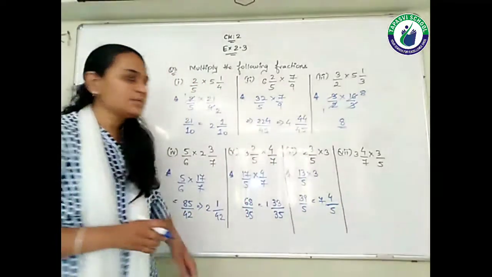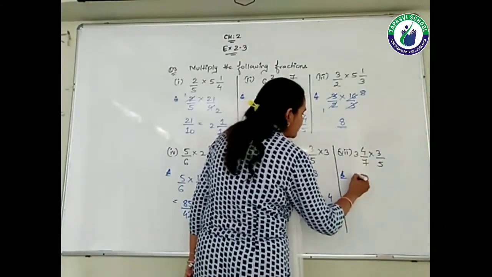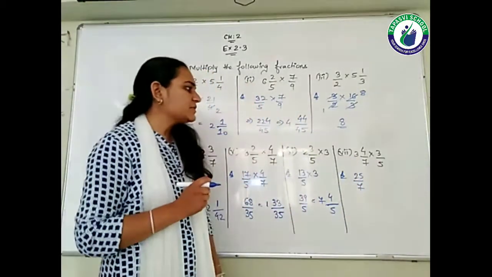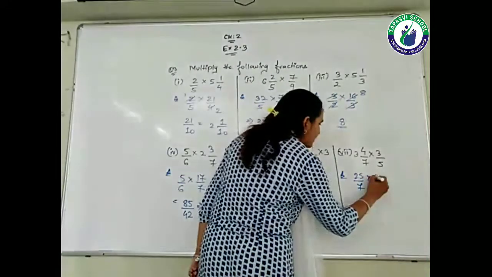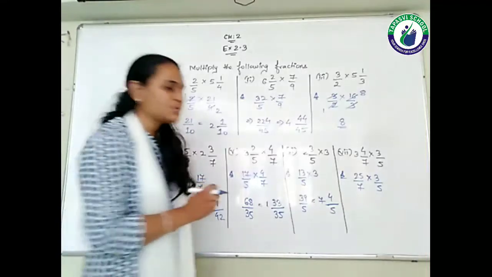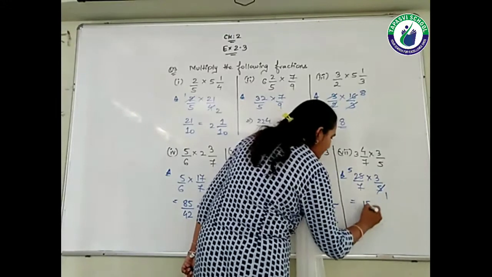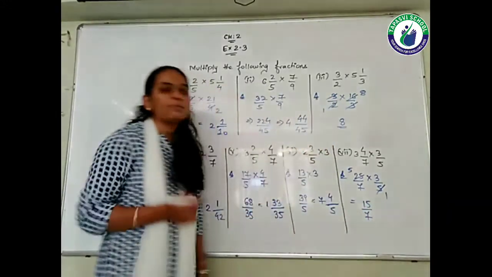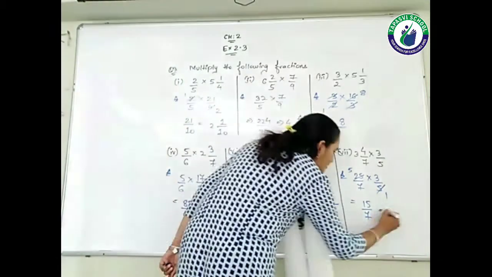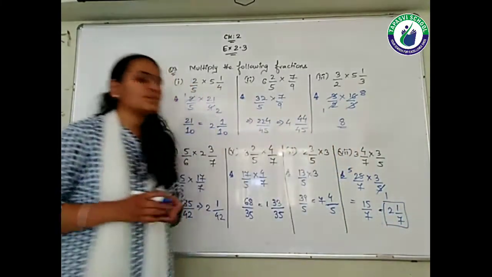Next one, seventh one. So 3 7s are 21 plus 4, that is 25 upon 7 into 3 by 5. Now see here we can cut 25 and 5, students. So 5 1s are 5 and 5 5s are 25. So 5 3s are 15 divided by 7. Now this is an improper fraction, so we can convert it into a mixed one. So we'll get 2 integer 1 upon 7. Right? So 2 integer 1 upon 7.